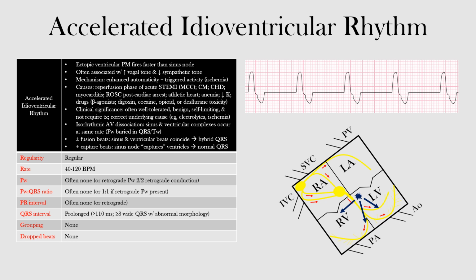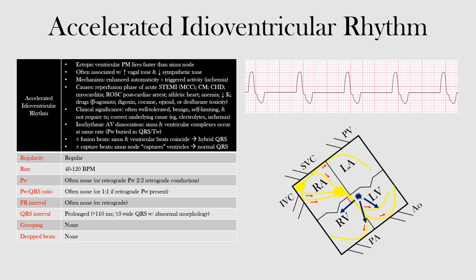So as you can imagine, this accelerated idioventricular rhythm occurs when the rate of an ectopic ventricular pacemaker exceeds that of the sinus node. It is often associated with an increase in vagal tone and a decrease in sympathetic tone. The mechanism appears to involve enhanced automaticity of a ventricular pacemaker, although triggered activity may also play a role in settings such as myocardial ischemia or digoxin toxicity.